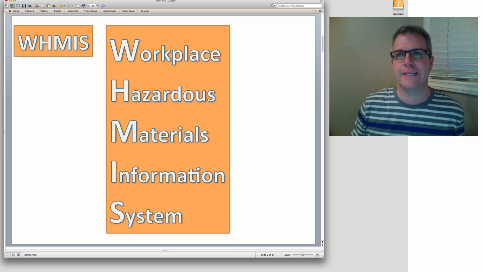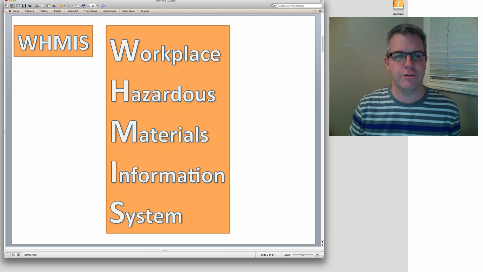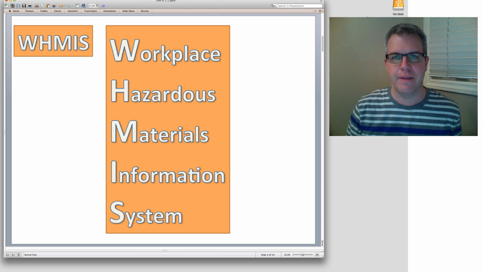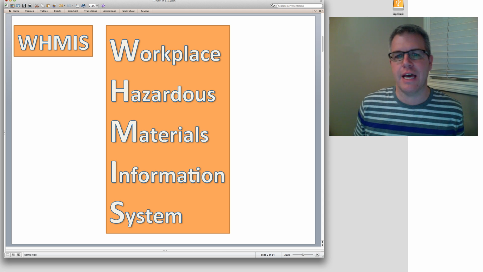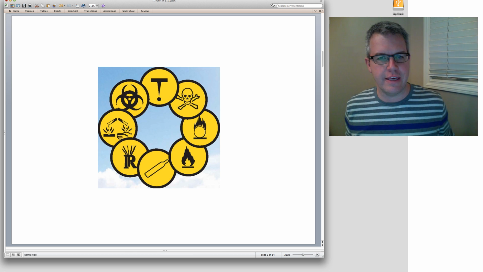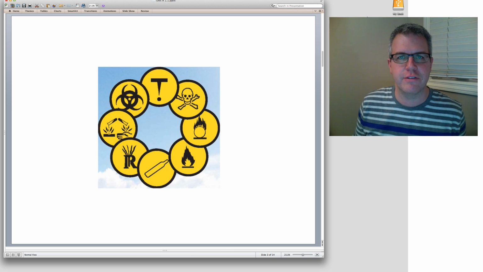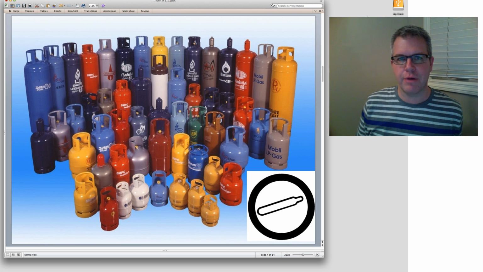And WHMIS is basically the symbols that we follow to distinguish or identify certain products that we might use within the lab. It's the Workplace Hazardous Material Information System. So let's take a look at the symbols. And here's a collection of symbols, and we're going to start with our first one, which is compressed gas.